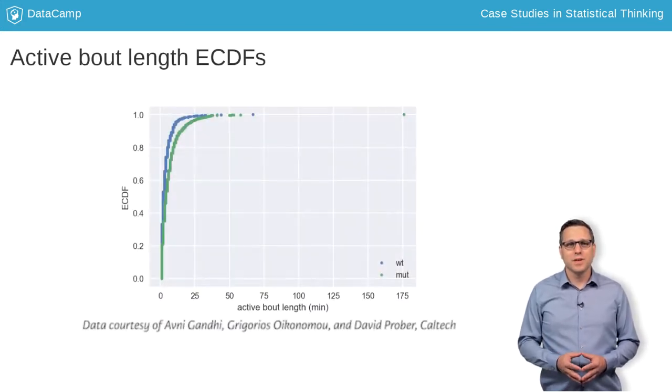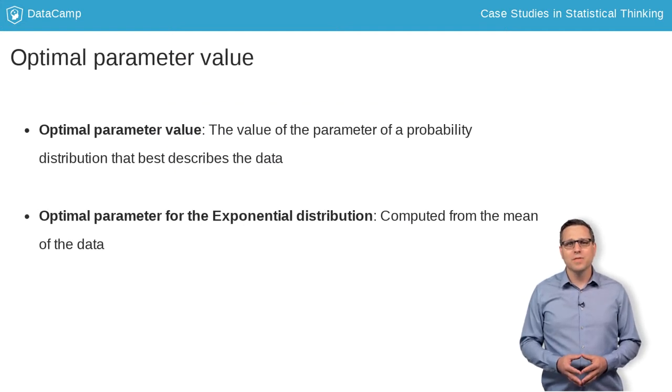Now that you have done some EDA, let's start progressing toward the whole story. You saw in the previous exercises that the active bout lengths are roughly exponentially distributed. The exponential distribution has a single parameter that describes the characteristic time between arrivals of a Poisson process. The value of the parameter that best describes the data is computed from the mean of all the active bout lengths. Thus, the mean computed from the data is the optimal parameter value. Let's look at how this is done with the nuclear incident data.